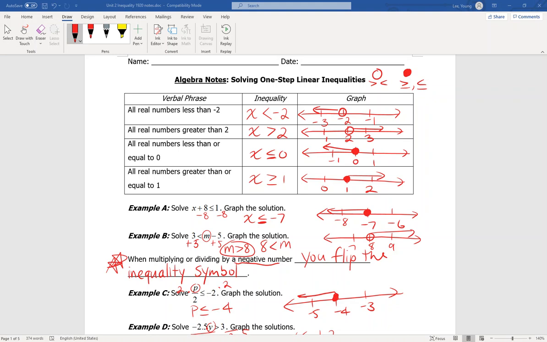What's another thing that you have to remember? When we multiply or divide by a negative number, you need to flip the inequality symbol. So we will be able to solve any multi-step inequalities using exactly the same steps as solving equations. The only thing that you have to remember is when to flip. You only flip it when you multiply or divide by a negative number.